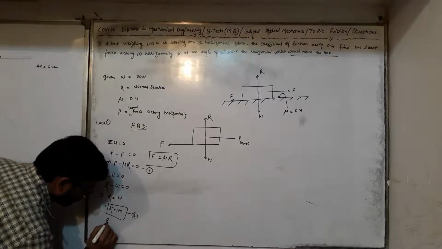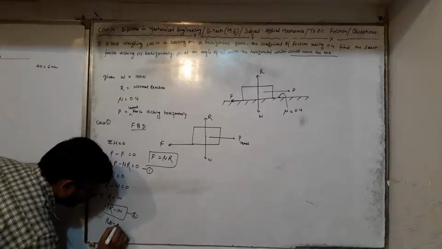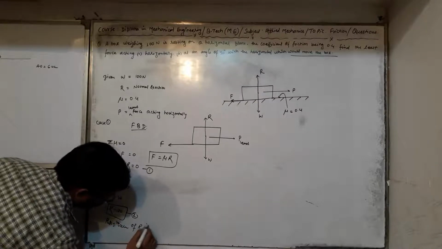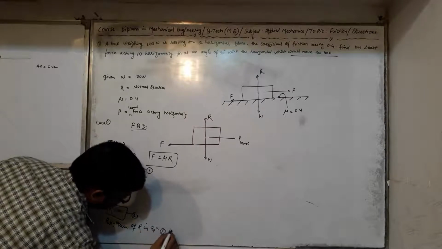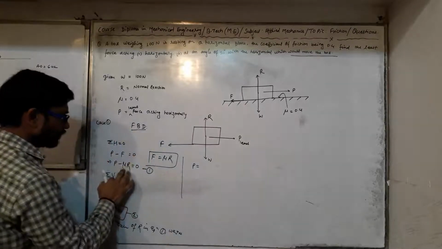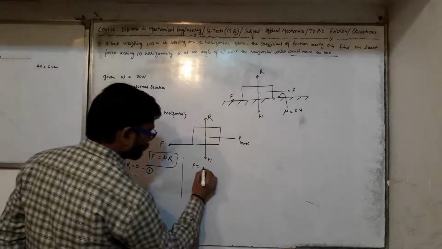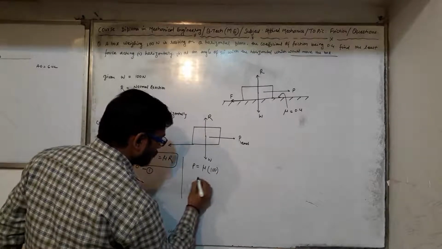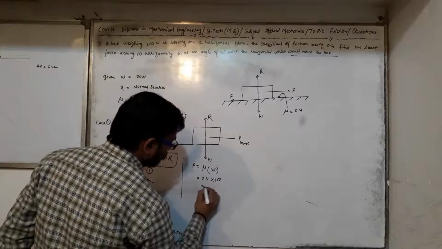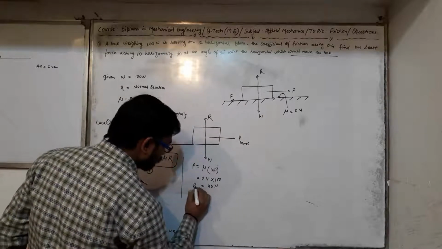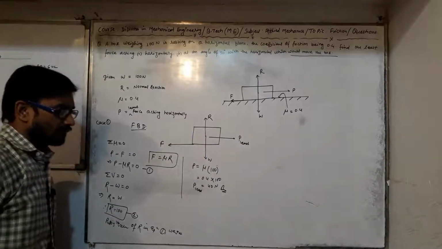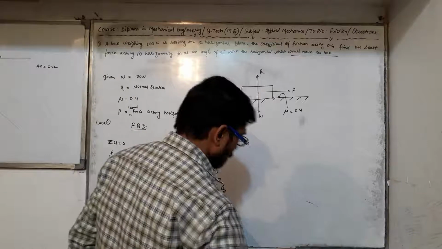putting the value of R in equation 1 we get P equals mu times R, P equals mu times R, 100. So mu is 0.4 multiplied by 100, it is 40 Newton. So the least force required horizontally, so that the body is about to move, is 40 Newton. So one question is over.